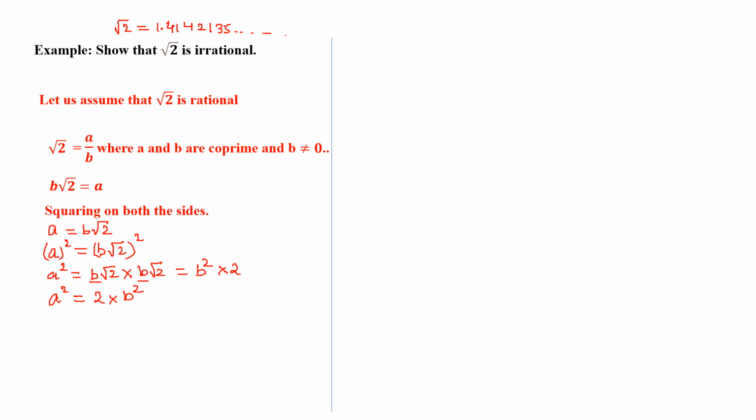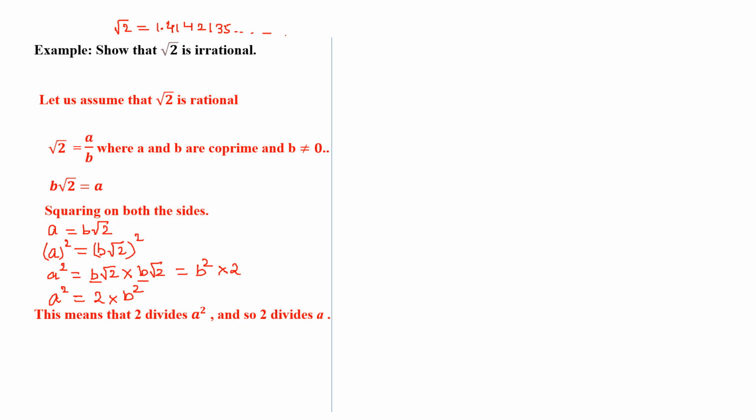So from here it is clear that a square is a multiple of 2. It means this 2 will divide a square, isn't it? This means that 2 will divide a square, and just now we have seen a theorem: if p is a prime number such that p divides a square, then p will divide a also, isn't it? And here you can see your 2 is a prime number. So if 2 will divide a square, then 2 will divide a also. It means this a is a multiple of 2.